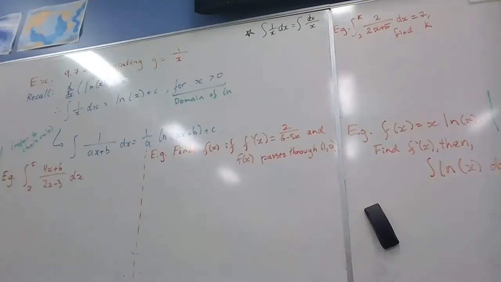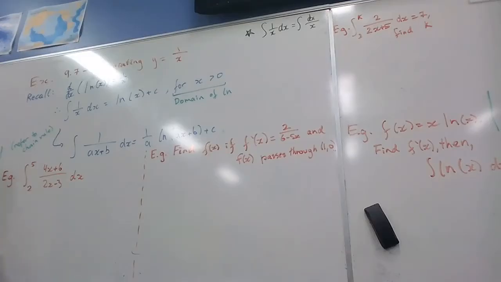Let's apply this. So the first thing, looking at this question, and these are questions from Nelson, I must say. The first part of this question is to identify how to make it into a more tangible form. Right now, 4x plus 6 over 2x minus 3, I don't have a formula for that. So instead, what I'm going to do is make my life a bit easier.